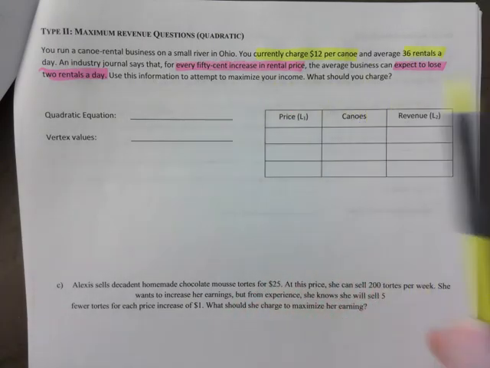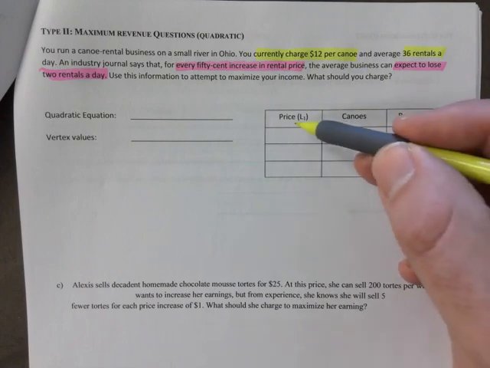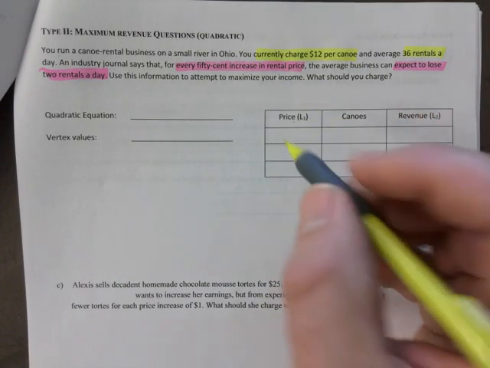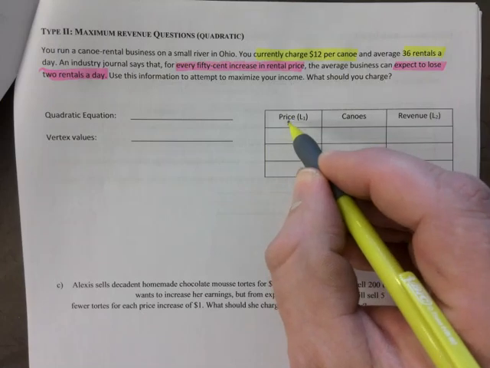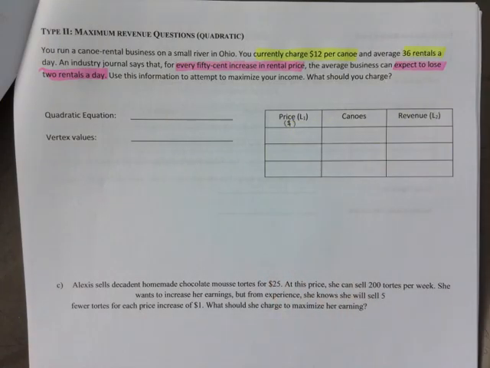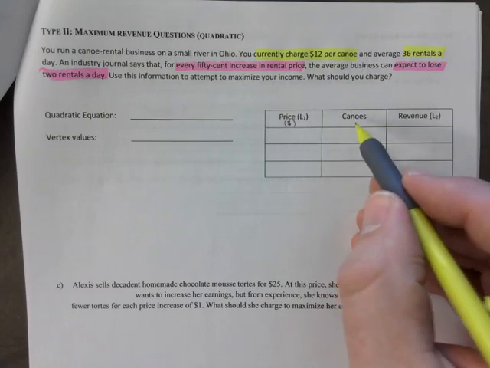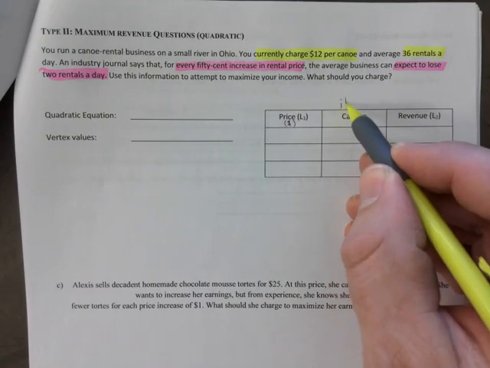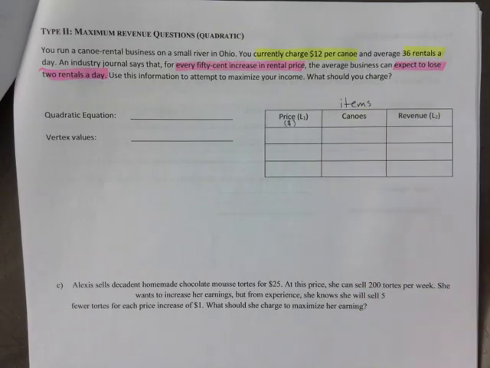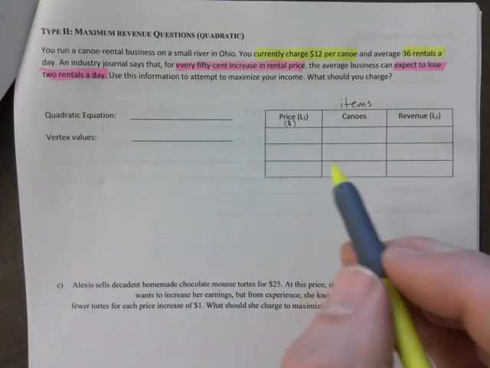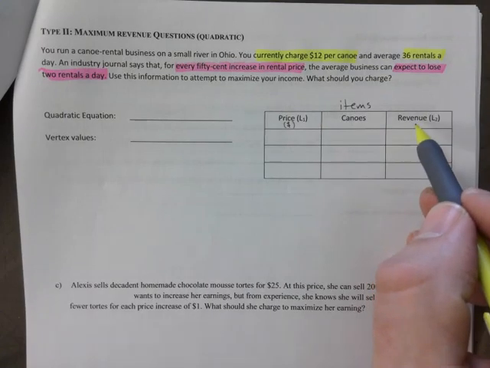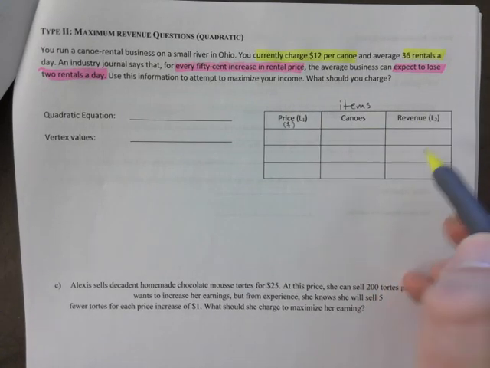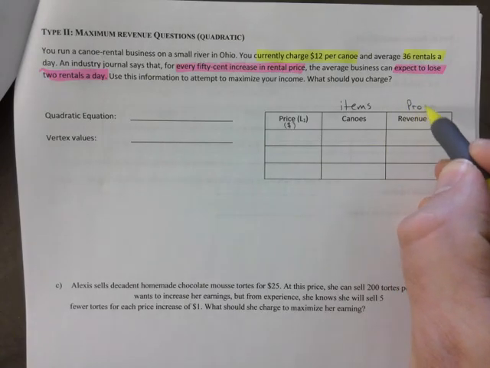So the idea is, folks, there's always a column for the price, like how much are you charging per whatever. There's always what I call this middle column, I call it items. How many items are you selling? And revenue is always going to be the last one. Sometimes we call this profit.